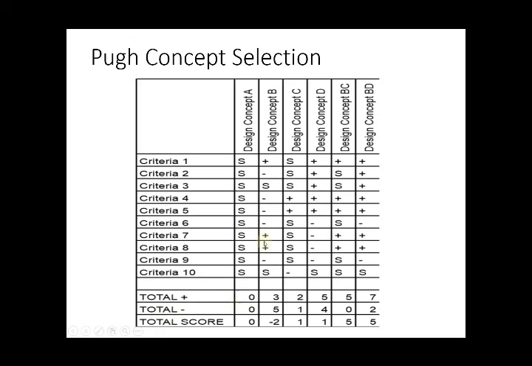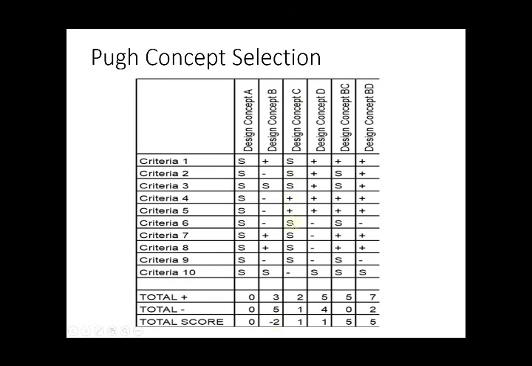Then we add the total number of plus signs and total number of minus signs, and we calculate the total score for each of these design concepts. For the first concept, since it is the standard, it is 0. For the second concept, you add the number of plus signs: 1, 2, 3. So the total plus signs is 3. Add the number of minus signs: 1, 2, 3, 4 and 5. So the number of minus signs is 5. So plus is 3, minus is 5. So 3 minus 5, that is minus 2, is the total score.